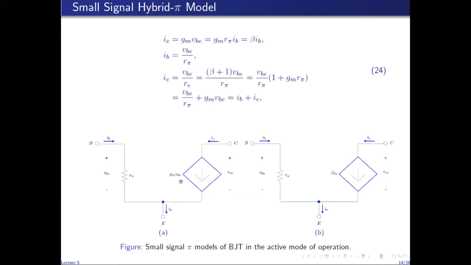And the collector current is again given by a voltage controlled current source as before, or it can also be given by a current controlled current source. So this small signal hybrid pi model represents the BJT as a voltage controlled current source, and this one represents the BJT as a current controlled current source. The two currents sum up to give you IE.